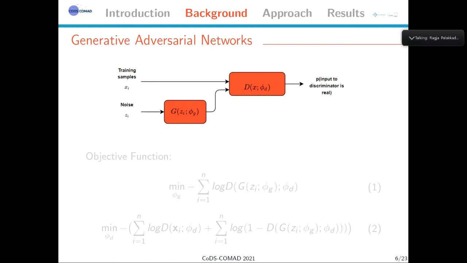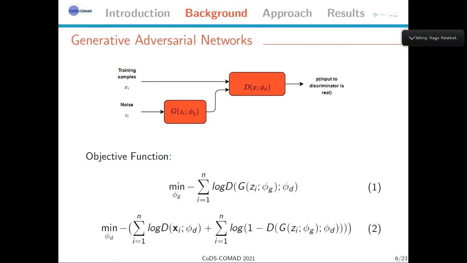Here you can see the generator and the discriminator parameterized by phi-g and phi-d respectively. The noise is fed into the generator and it generates samples, and the discriminator is fed training samples as well as the output of the generator, and it is supposed to distinguish between the real samples and the samples that are generated by the generator. The generator and the discriminator modify their parameters based on the following objective function. This has been written in terms of minimizing, so that it can be expressed as a loss function.